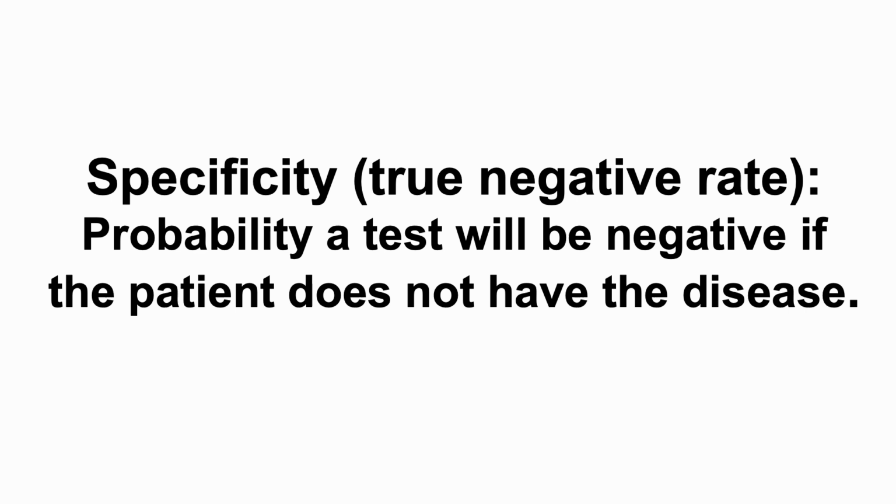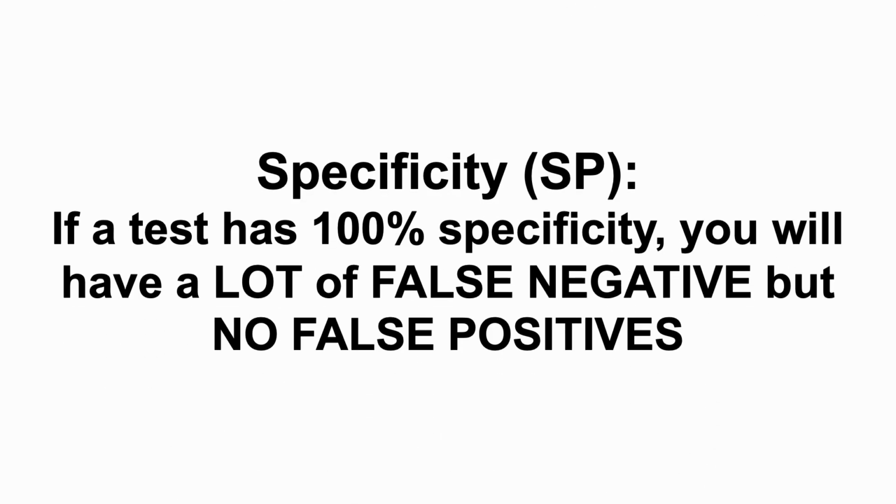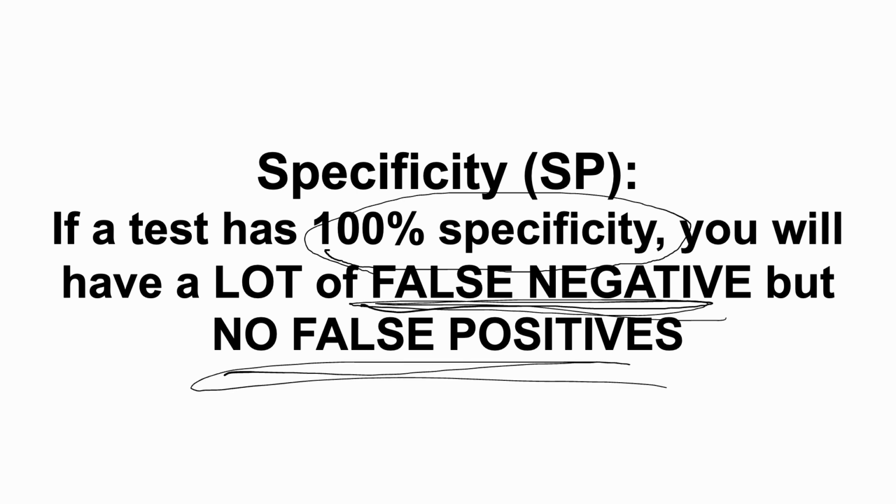Now let's contrast that. Specificity is the probability that a test will be negative if the patient does not have the disease. So if a test has 100% specificity, you'll have a lot of false negatives, but you will not have any false positives.